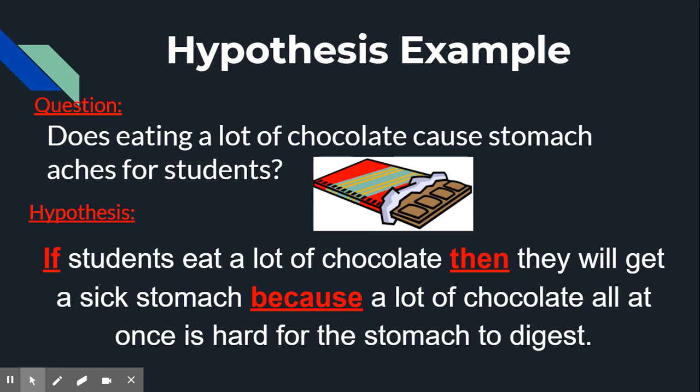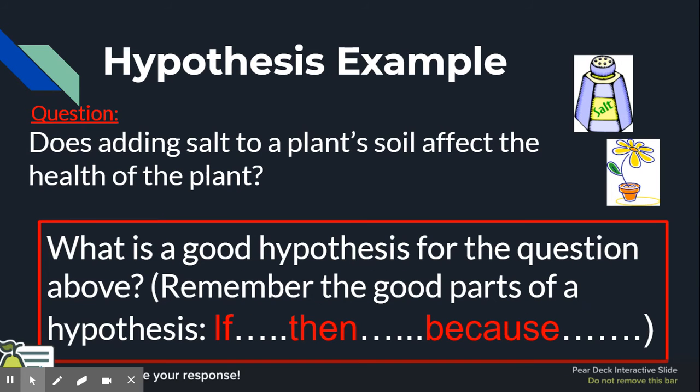Let's take a look at another example here. All right, so my question is, does adding salt to a plant's soil affect the health of a plant? I want to know what's a good hypothesis for the question above. So if you're watching, you can pause the video for a second to think about what a good hypothesis is going to look like. And remember, the good parts of a hypothesis are if, then, and because. So pause the video here, and then you can resume, and I'm going to go over the good hypothesis for this question here.